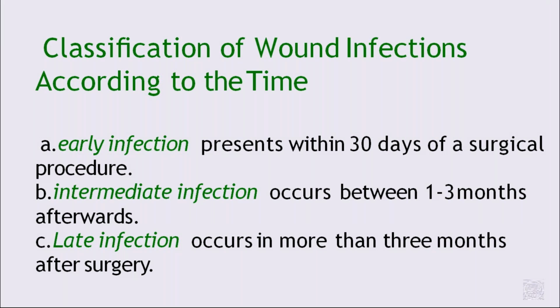Depending upon the duration, there is early infection, intermediate infection and late infection. So what is early infection? Presence within 30 days of a surgical procedure is called early, whereas intermediate infection is between 1 to 3 months, whereas late infection occurs more than 3 months after surgery.